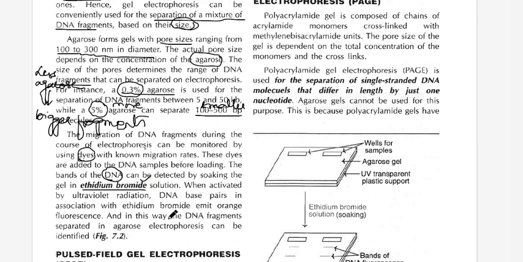Okay, when we prepare the gel, we add agarose plus buffer, then we cool it down a little bit, then we add ethidium bromide, ETBr, then we pour it into the caster. This is the caster, and then we pour it here.